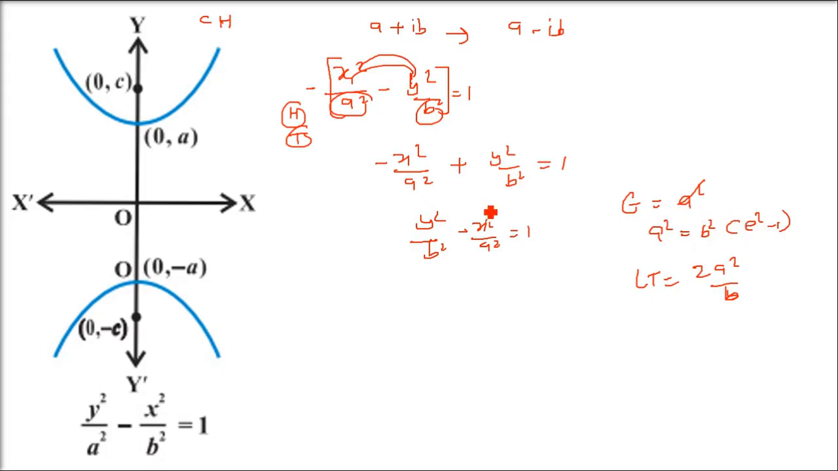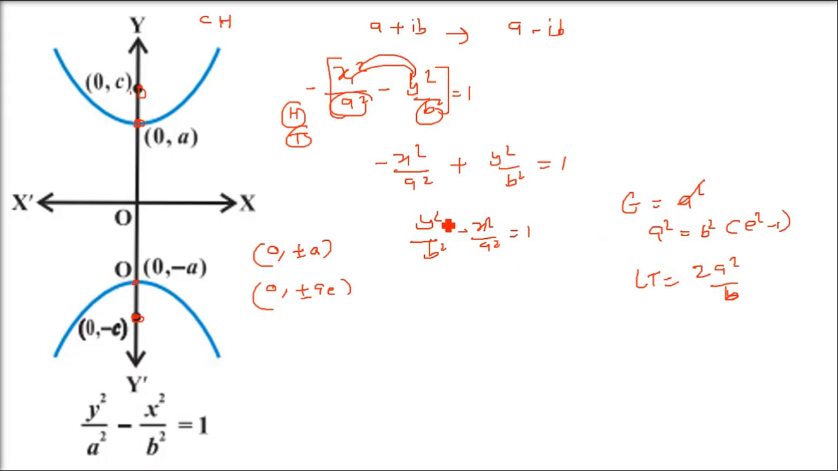Other things I already told you when we discussed earlier, like the vertices here are again 0 comma plus minus a, because it is on the y-axis, so x remains 0 and y is plus minus a. How about the focus or foci? It's 0 comma plus minus ae. Eccentricity I already told you, latus rectum we have done, and this is the equation you need to keep in your mind.